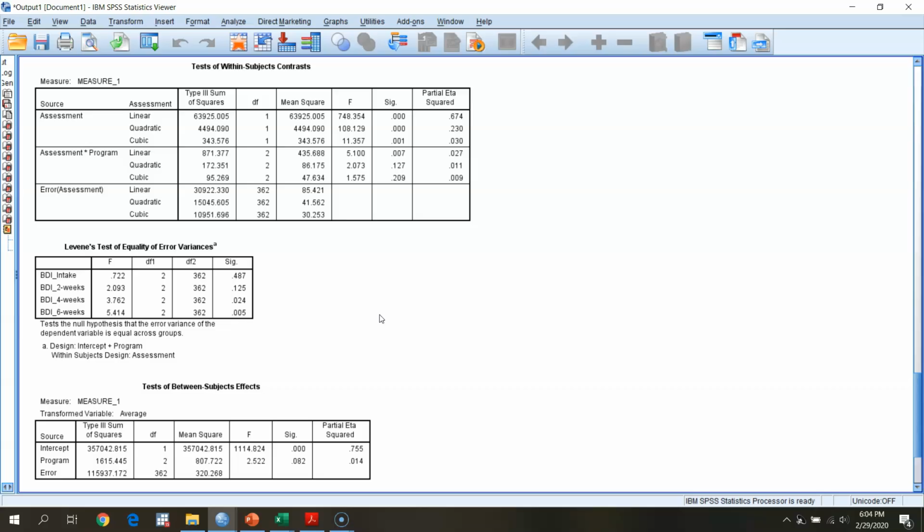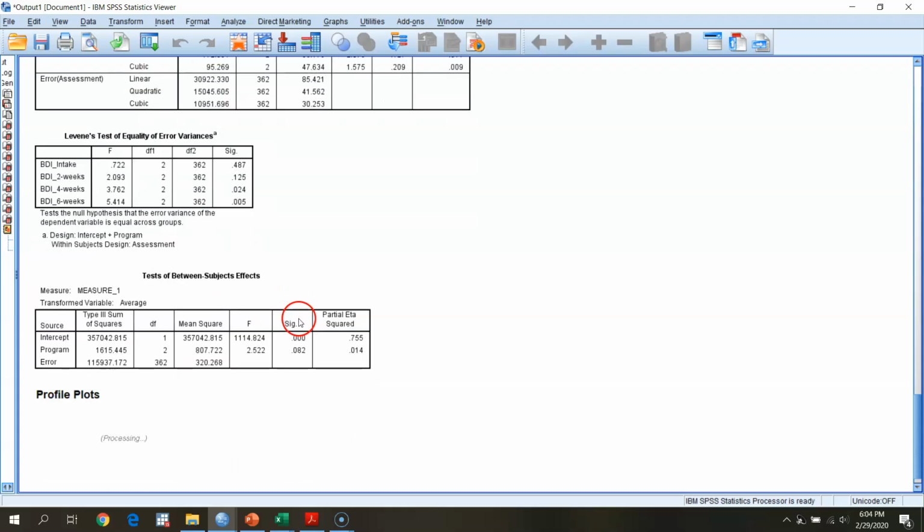So we're going to tuck that in the back of our head and say that might be something that we want to consider later as we move forward. Okay, and then our test of between subjects effects.